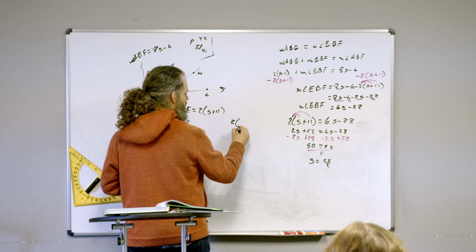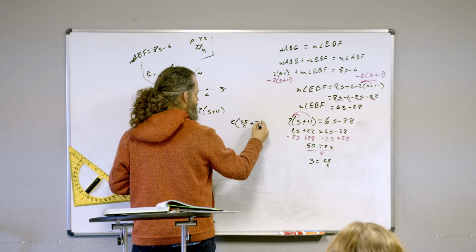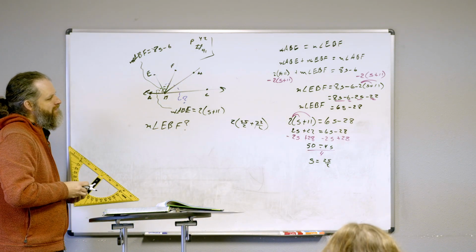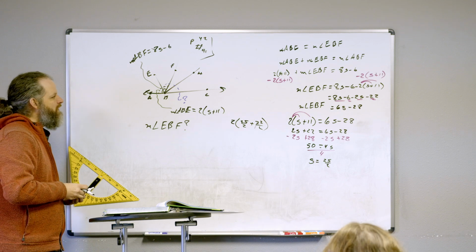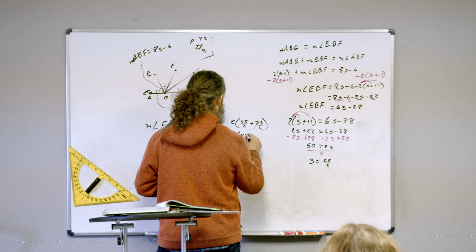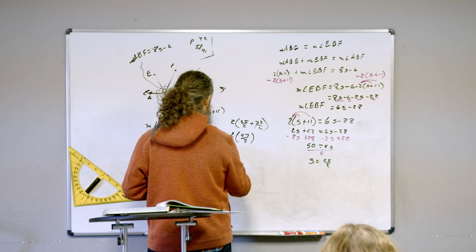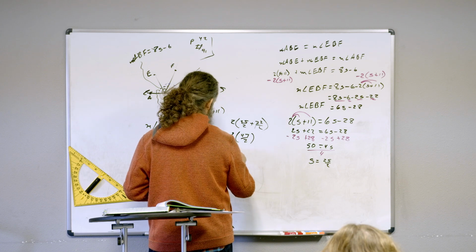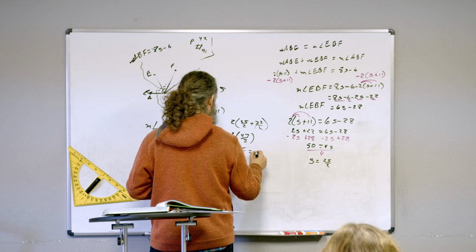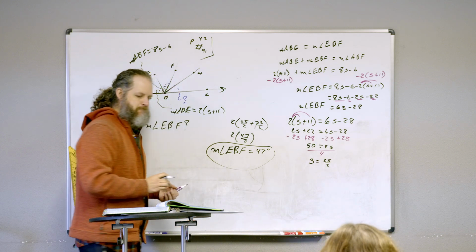Okay, 2 times 25 halves plus 11, which is 22 halves. Right? 25 halves plus 22 halves is what? 47 halves. 2 times 47 halves equals what? 47. The measure of angle E, well, that too, but EBF equals 47 degrees. Right?